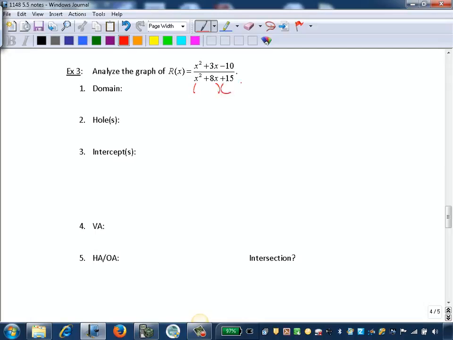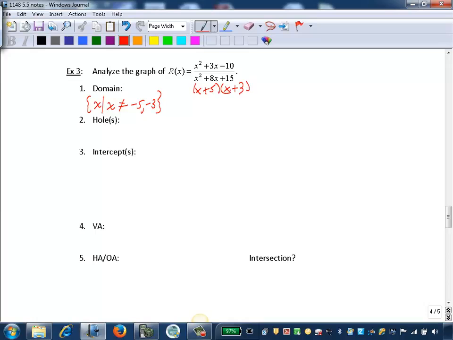So this will factor x plus 5 times x plus 3. So we know that any zeros of the denominator will cause the function to be undefined, so we can see the zeros of the denominator are -5 and -3. So the domain is going to be the set of x's such that x does not equal -5 or -3.